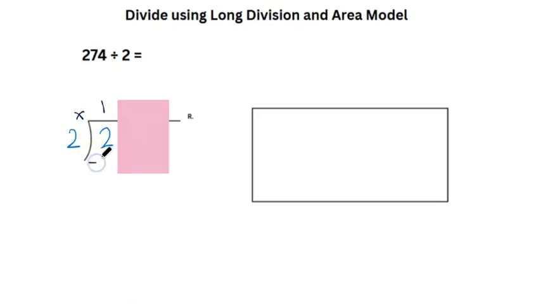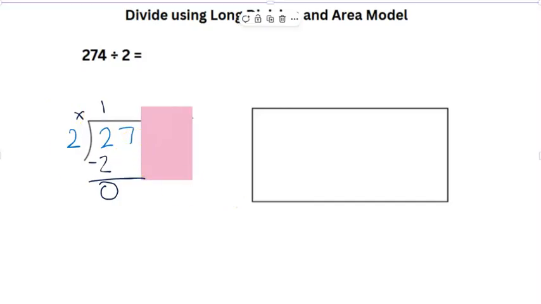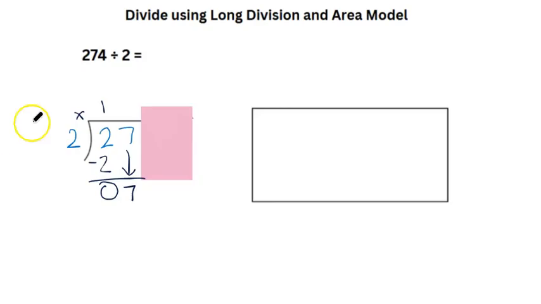Next, we're going to use subtraction. I'm going to show through subtraction, 2 minus 2, that I was able to take these 200s and give them to those two groups. Each group got 100. Now I can move on to that next digit, which is a 7. The 7's in the tens place. So I'm going to take the 7, I'm going to bring it down like this.